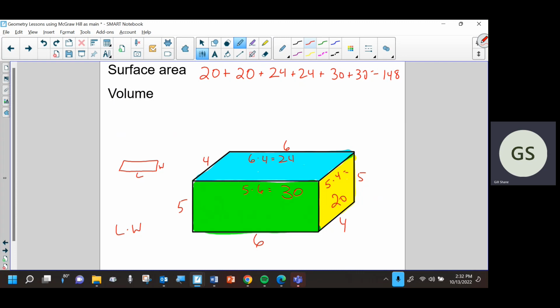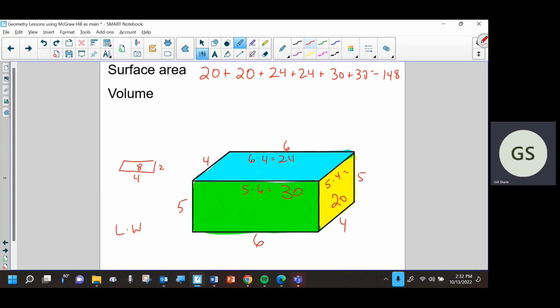Now, again, length times width would be the area. So let's say it's 4 times 2. So the area is 4 times 2, which is 8.